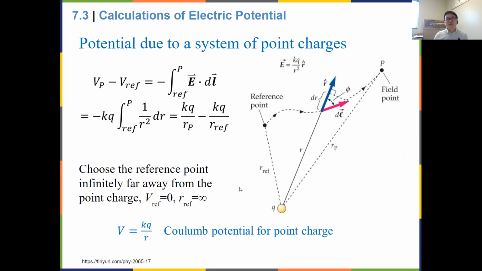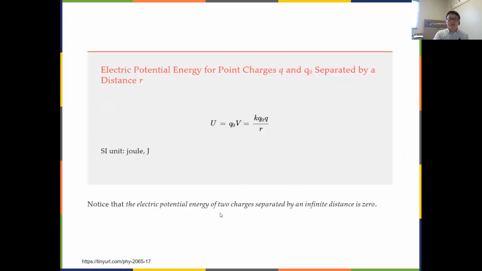We talk about calculation of electric potential. For a point charge, potential is equal to kQ over r. When r is equal to infinity, V equals 0. Okay, so the electric potential energy for the point charge will be Q times V, or Q naught times V, where Q naught is a test charge. And V is equal to kQ over r, so then U equals kQ naught Q over r.